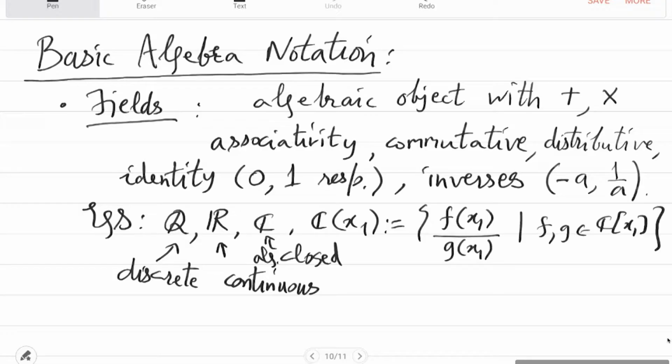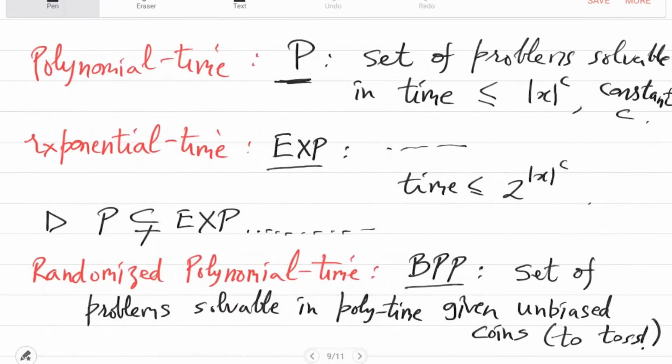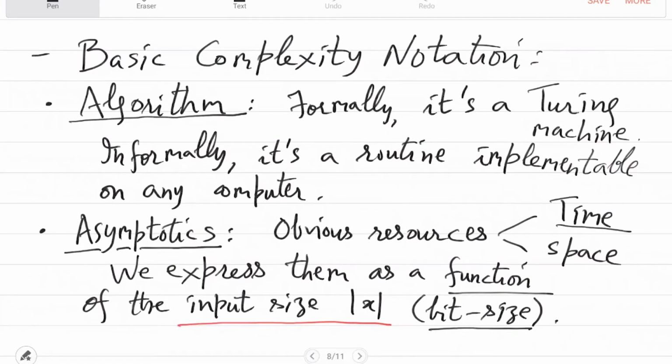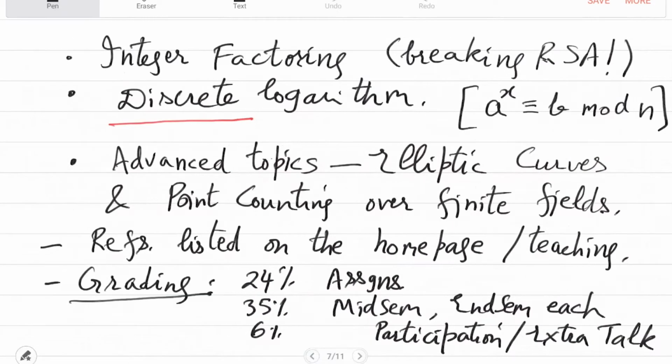Okay, so any questions from last class? So we did an overview of the course topics, and then we started some basic notations that we'll be using.